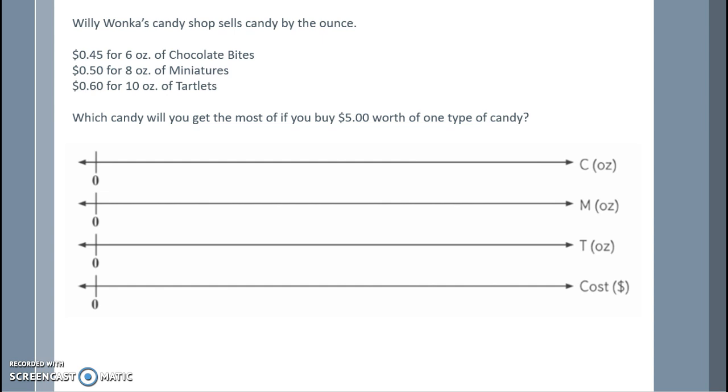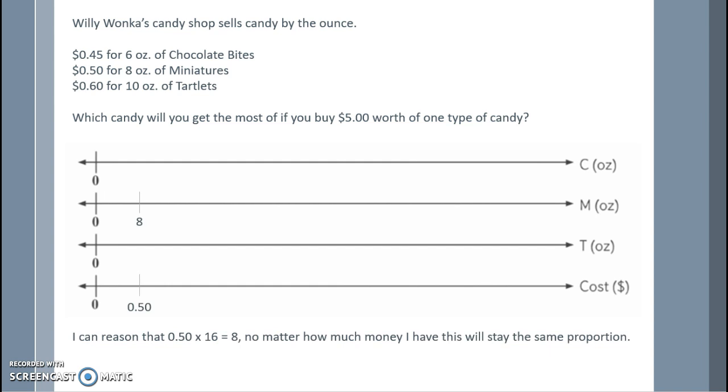I'm going to start with the miniatures just because I can reason that 50 cents times 16 is 8. No matter how much money I have, this will stay the same, so it's going to stay in proportion the whole time. So if I take 50 cents and multiply it by 16, I get 8. No matter what I have, if I multiply it by 16, it'll give me the number of ounces that I have.